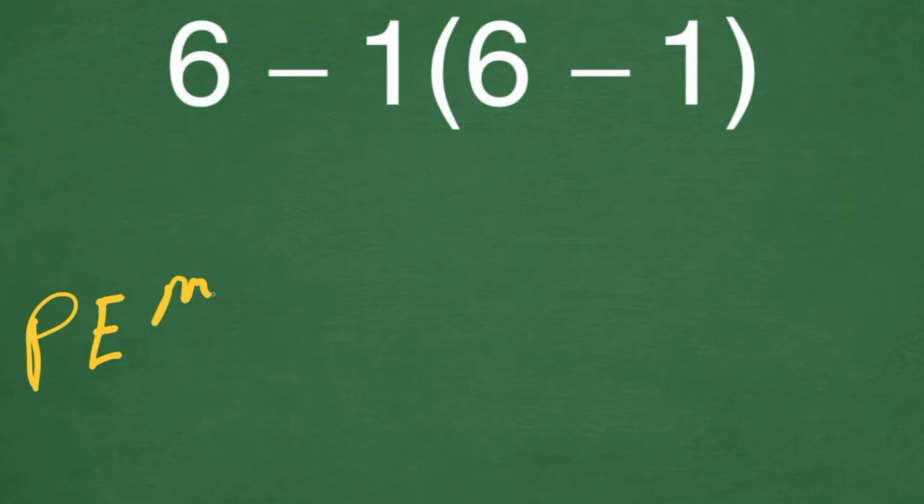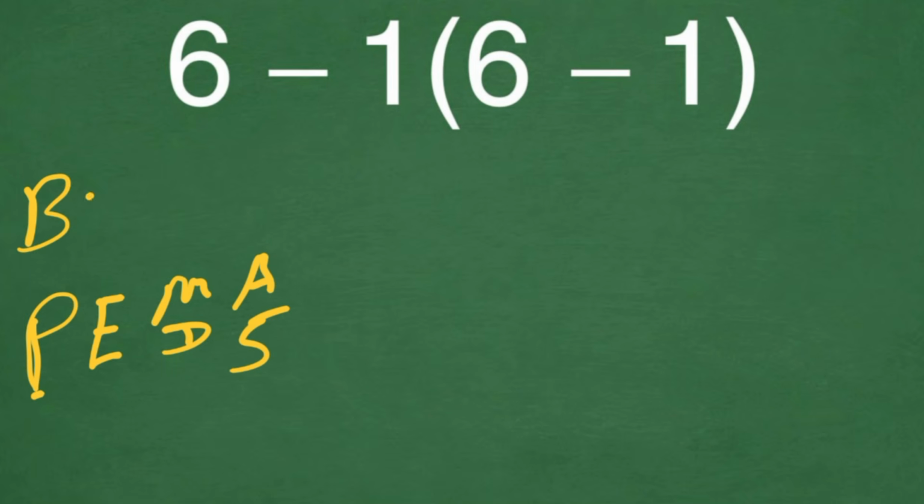so every letter stands for something here. P stands for parentheses, E stands for exponent, M and D stand for multiplication and division, A and S stand for addition and subtraction. Some of you may recognize the BODMAS.